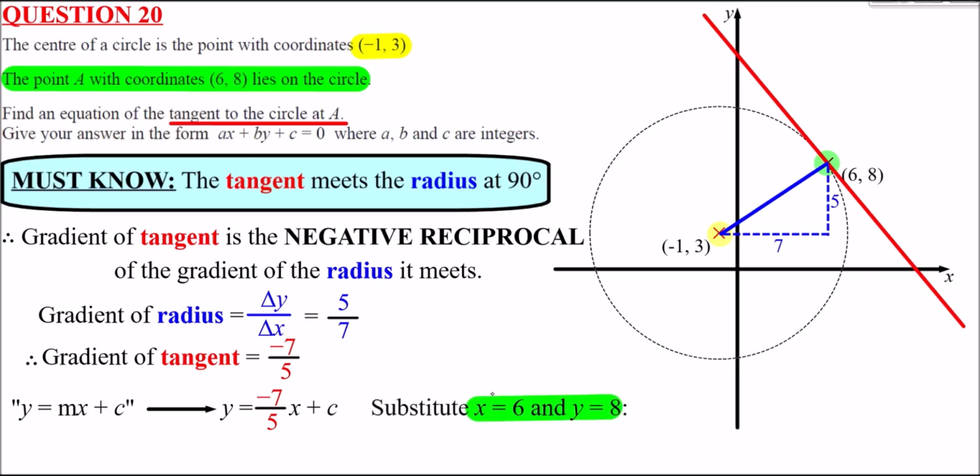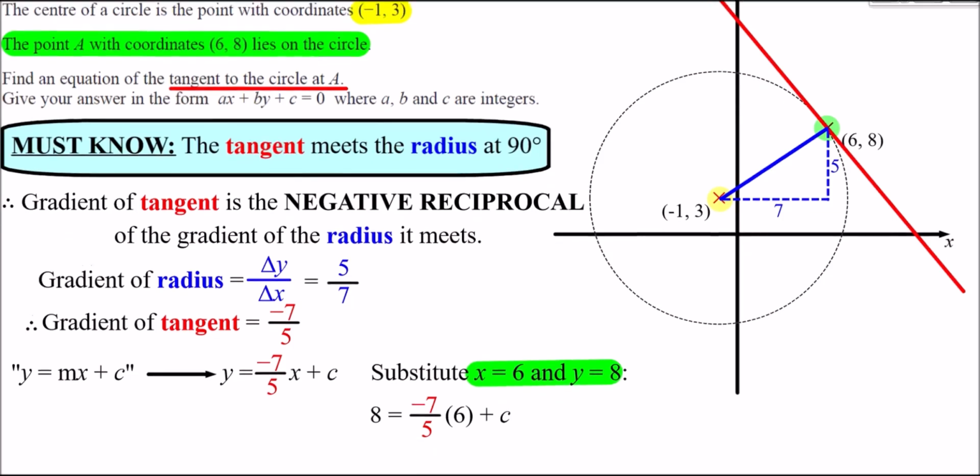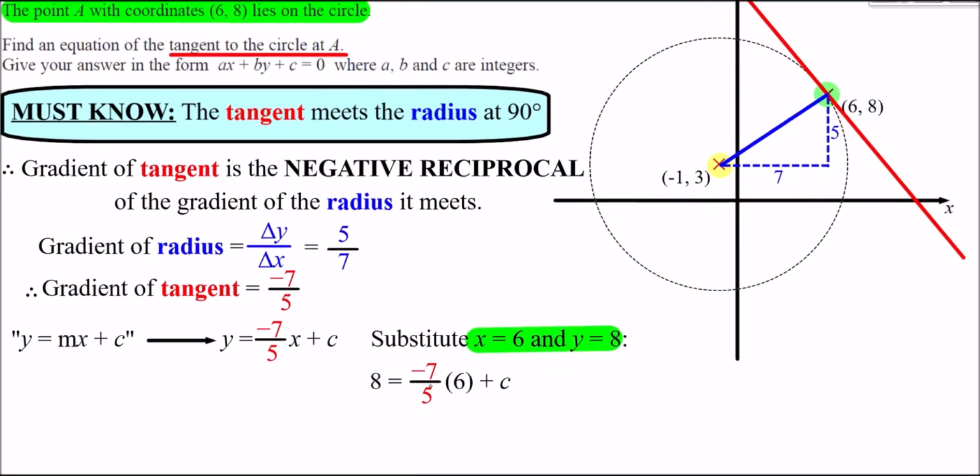So if we now sub in that x is 6 when y is 8, we get that y, 8, equals minus 7/5 times x, which is 6, plus c. So we can now rearrange this to work out what c actually is. Then when we know what c is, we can tackle this part of the question. So minus 7/5 times 6, well, minus 7 times 6 is minus 42, so that gives us minus 42 over 5, plus c. So we're talking about fifths here.